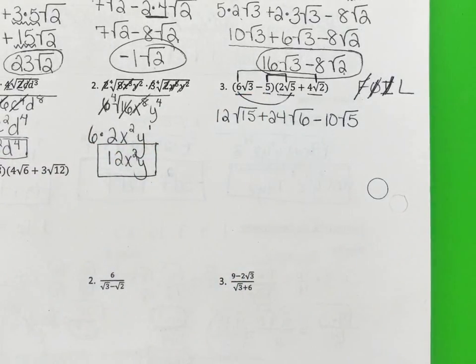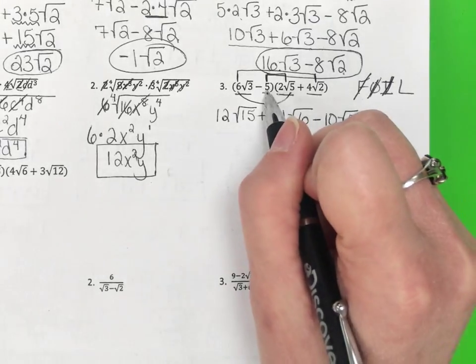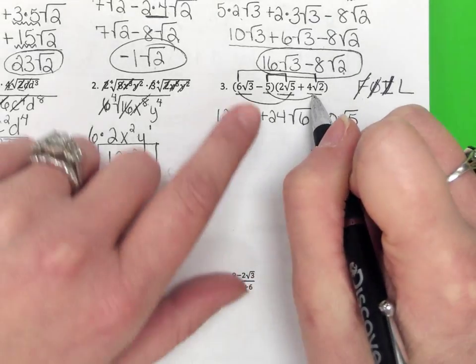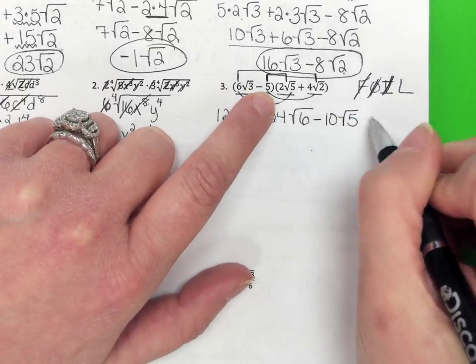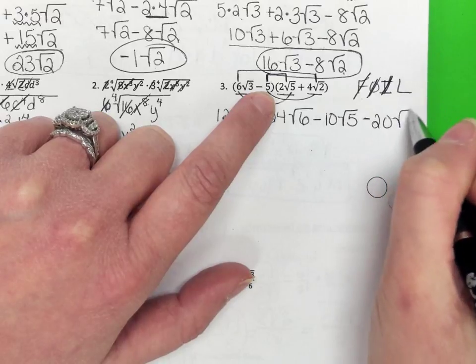All right, then your last. What's your last? Yep. All right, that one should be easy too. What's -5 times 4 square root of 2? -20 square root of 2.